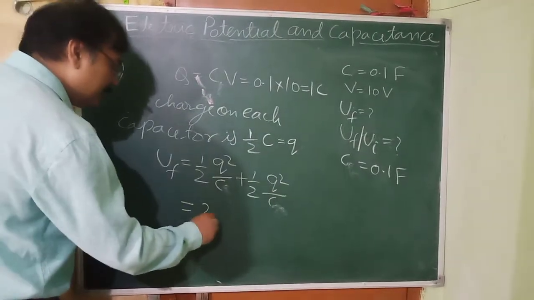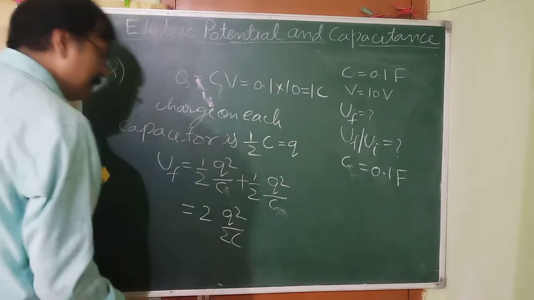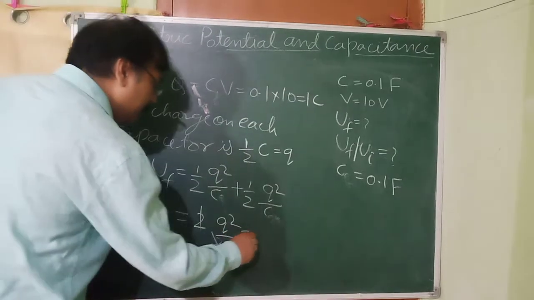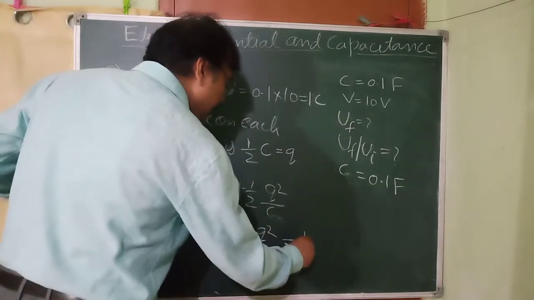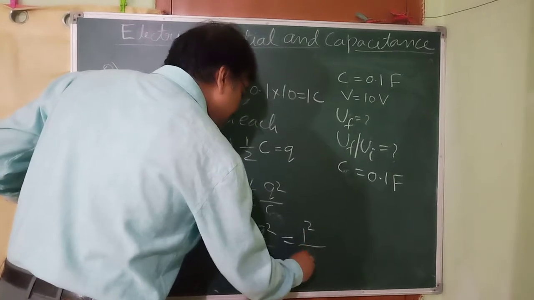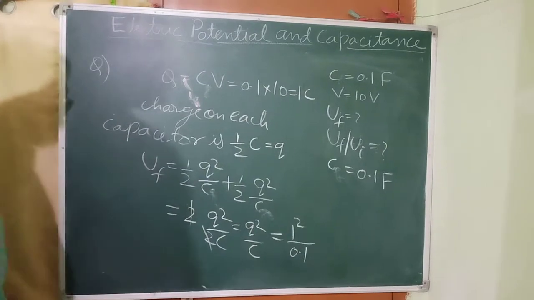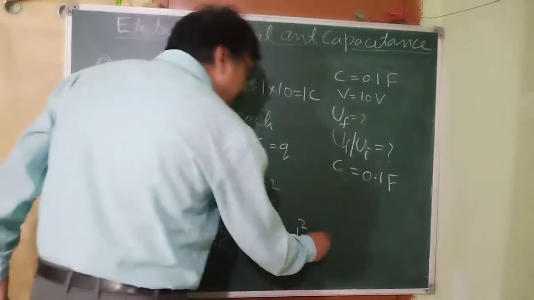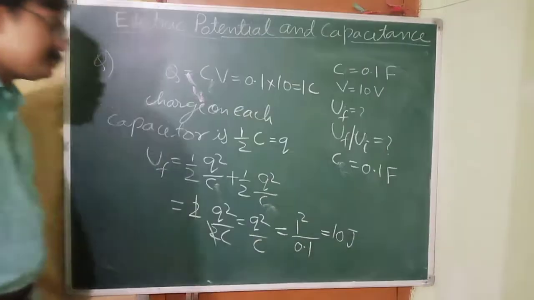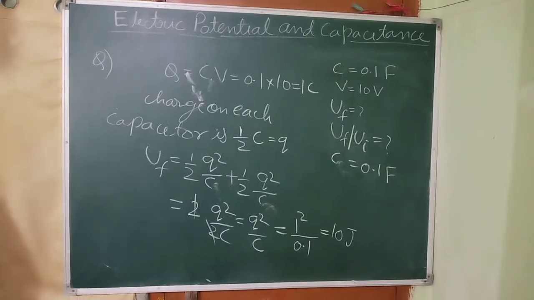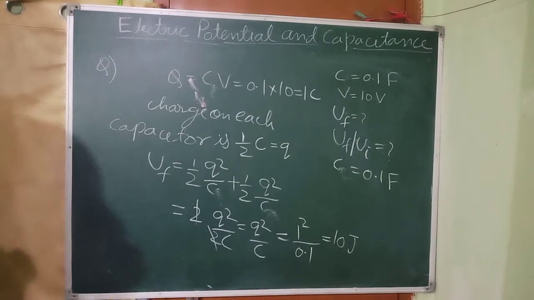So here we can write 2 times q square by 2C, so 2 cancels out. We get q square by C. Q is how much? It is 1. 1 square by C, 1 by 0.1, that means 10. That is 10 joules, the energy stored. Understood? Very nice. So the first part we have done. We have got the final potential energy.